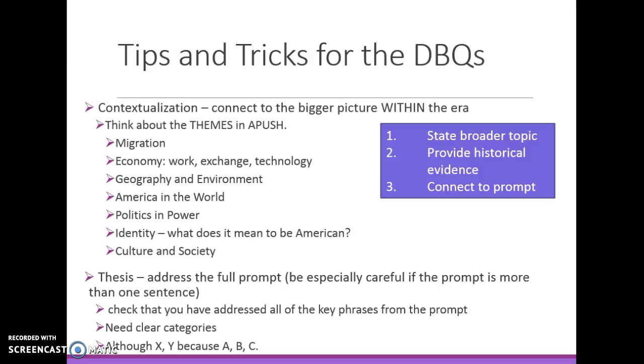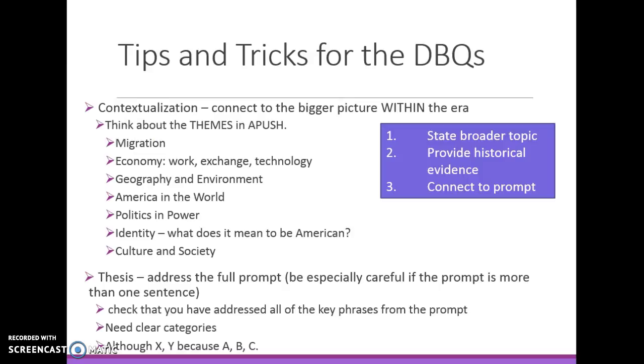But given the example of the 1920s DBQ, the general question, evaluate the extent to which the period 1919 to 1929 was a period of social transformation. That topic, social transformation, most similarly goes with the theme of culture and society. So I'm going to cross that one out because that's the general topic. But I can then use the themes to help think about other things going on during this time period.